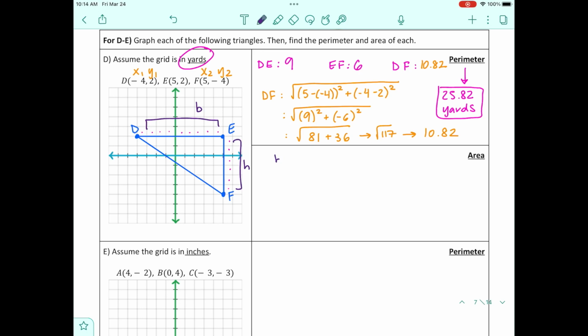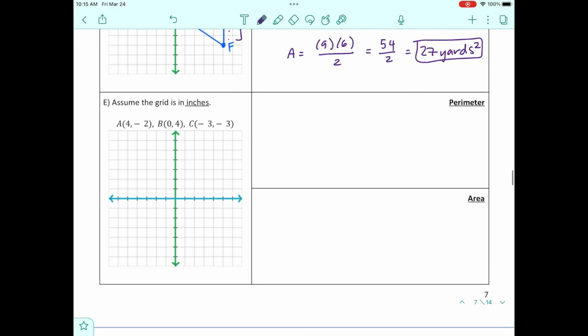So I'm going to count the base as 9, the height as 6. So the area is going to be base times height divided by 2. I can figure out what 9 times 6 is, 54, and then when I divide it by 2, I get 27. The unit on that, again, we're in yards, so it's going to be yards squared.